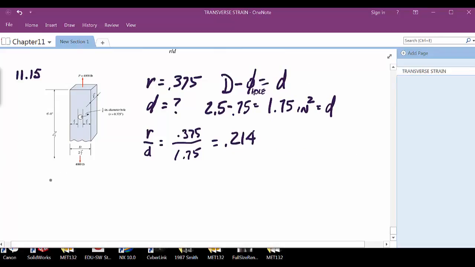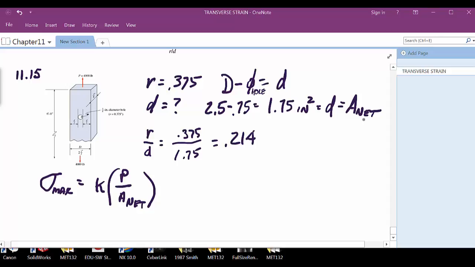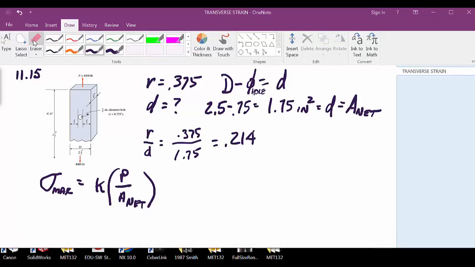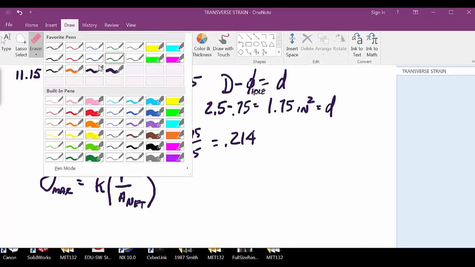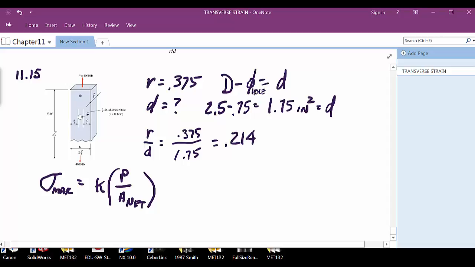The formula was the stress max equals the K value times the force over the area net, and that's what that lowercase d is, isn't it? Okay. Excuse me, no, that's not an area. You're right, I better erase that real quick. No, this is square. Don't make it too difficult.